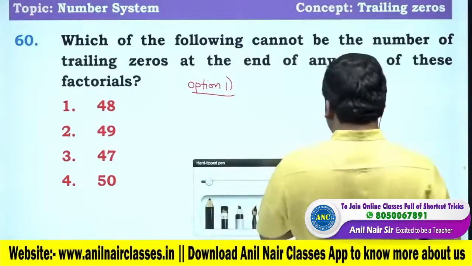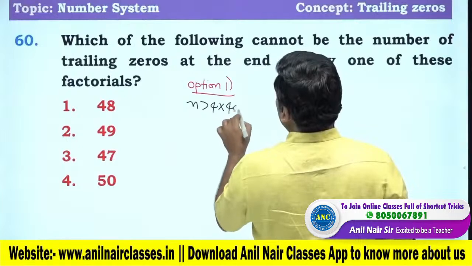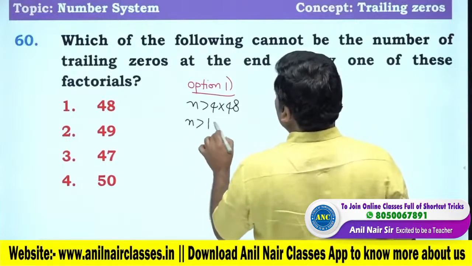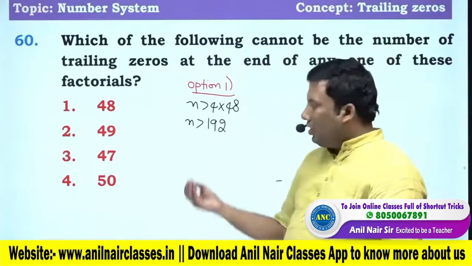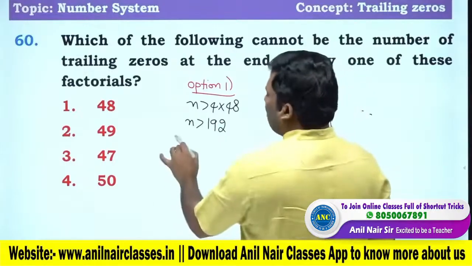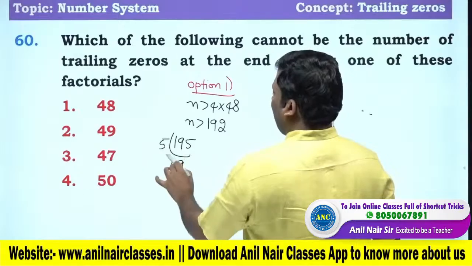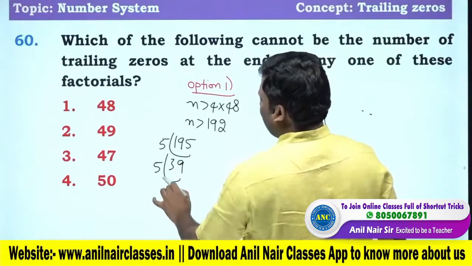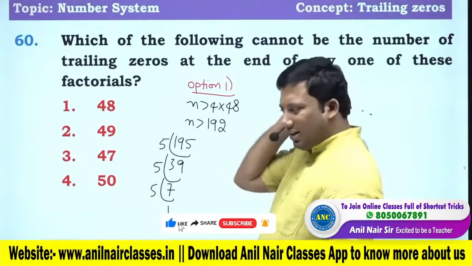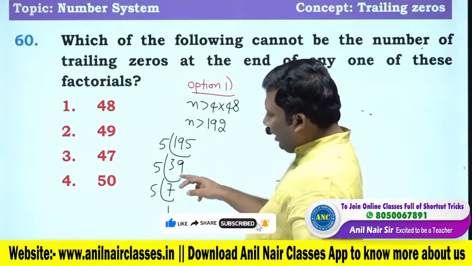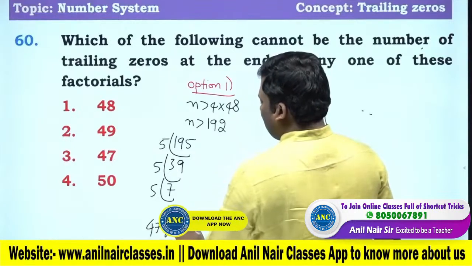What is option 1? 48. N is greater than 4x. 4 into 48, N is greater than 192. What is the multiple of 5 greater than 192? 195. So this will be 39, 6 and 1. I hope it is clear. So this will be 39 plus 6 plus 1, so 47 zeros will be there.